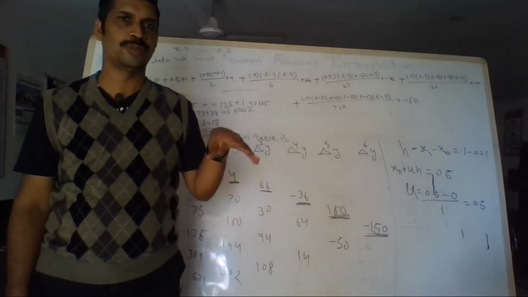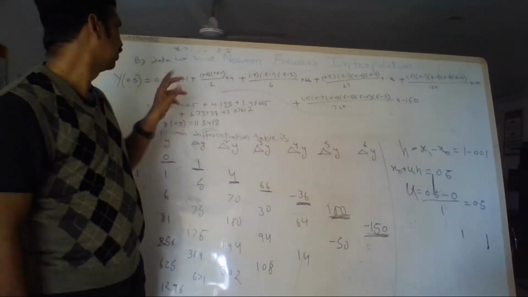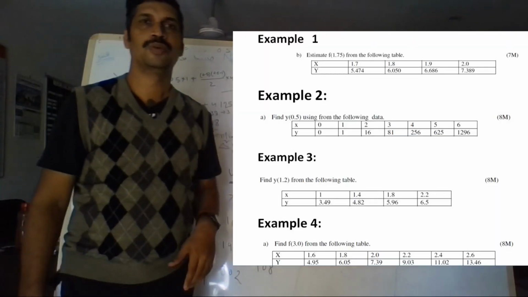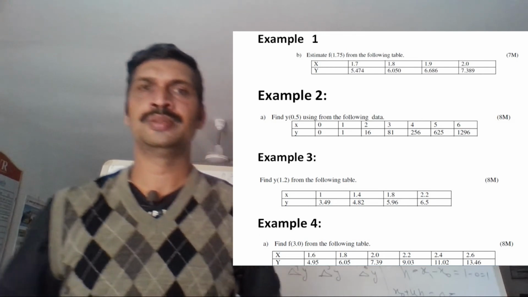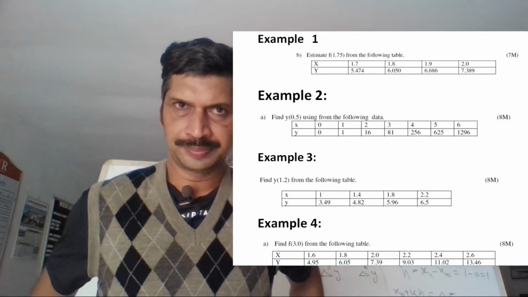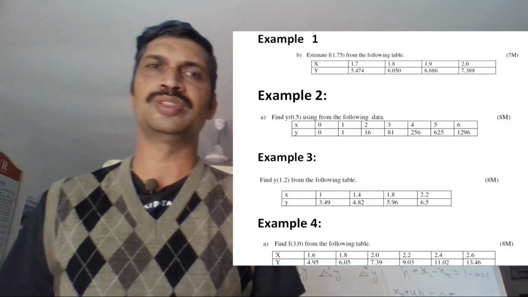The solution to the problem is 11.3418 at the value of x equal to 0.5. Okay, these are the two problems in the Newton forward interpolation method. The next two problems you will solve yourself.